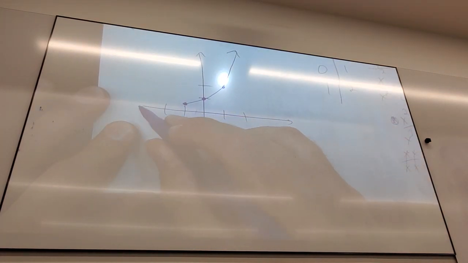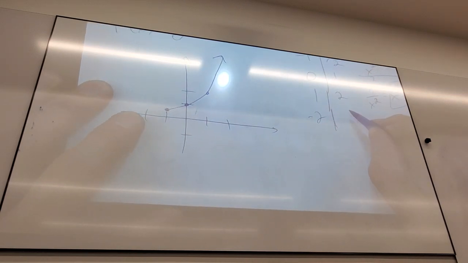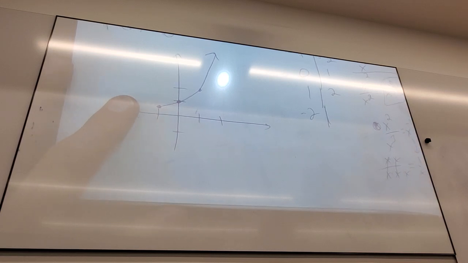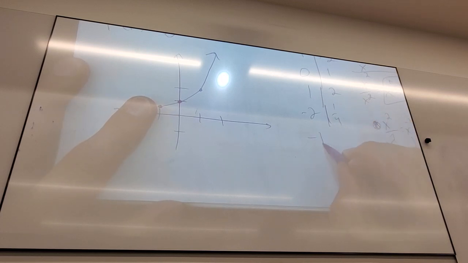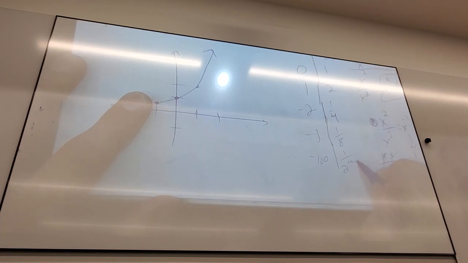What's happening back here though? Well, let's see. What if I put in negative 2? What do I get? What's 2 to the negative 2? What's 2 squared? 4. So what's 2 to the negative 2? 1/4. I love it. So negative 3. 1/8. I love it. What about negative 100? That would be 1/2 to the 100. Is that cool?